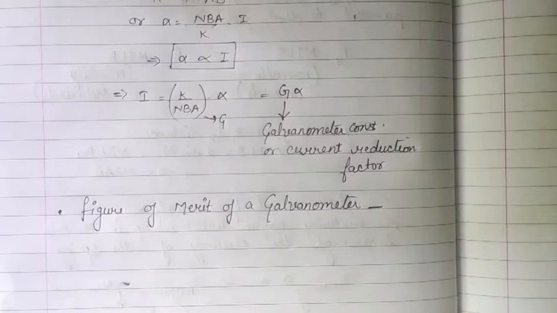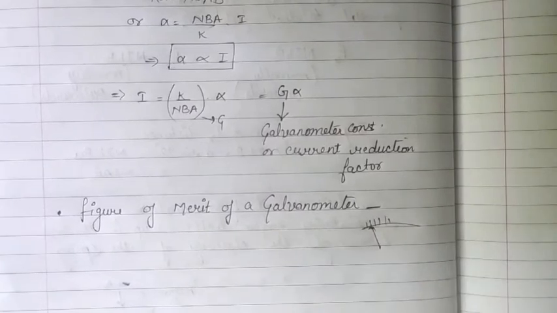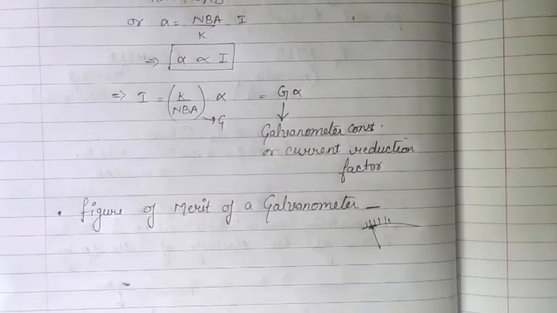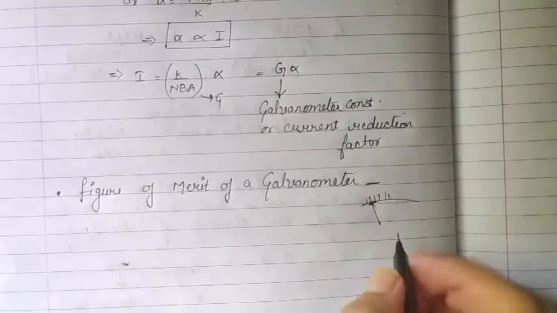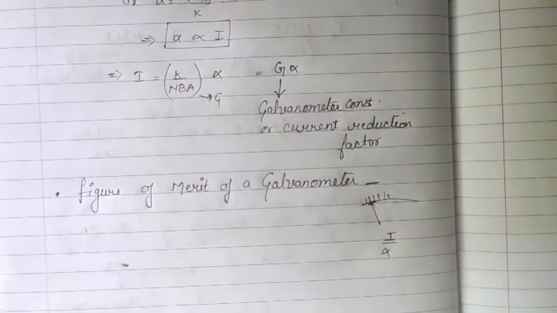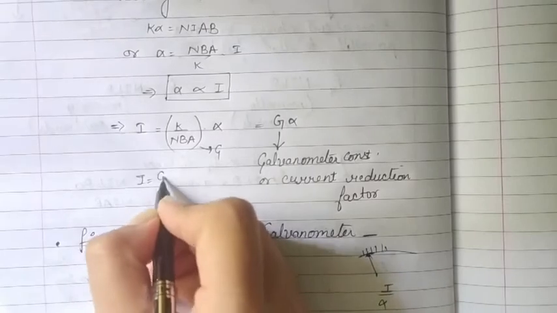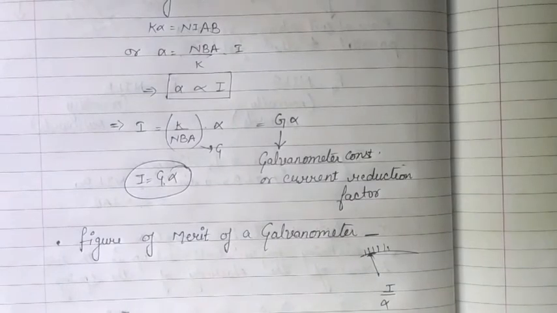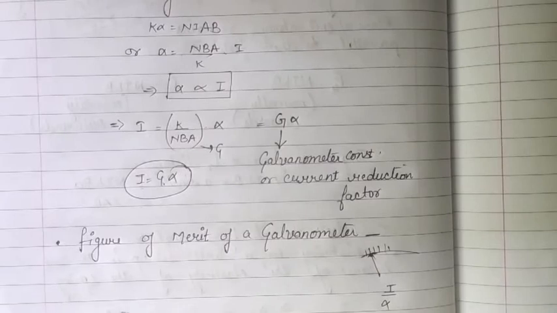Okay, suppose you have a scale like this and there is a pointer, so that much amount of current which makes this pointer move through one deflection is called the figure of merit of that galvanometer. So basically it is current per unit deflection, that is I upon alpha, and from I is equal to G alpha, we get that I upon alpha is G only. That means figure of merit is not a new thing, it is the value G only, and is defined as the current which produces a deflection of one scale division in the galvanometer.